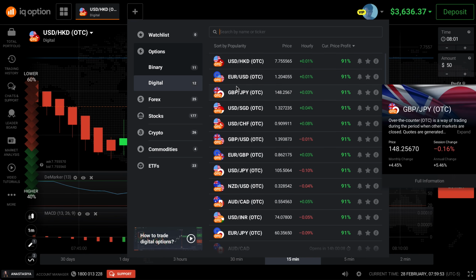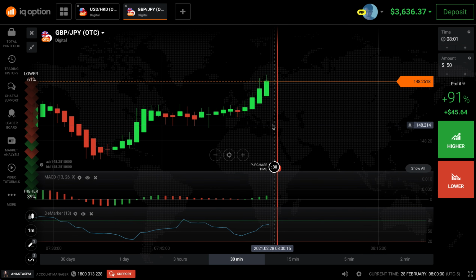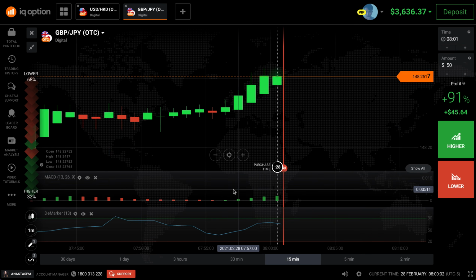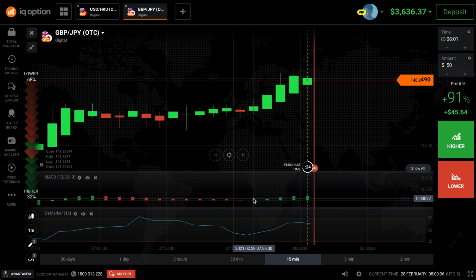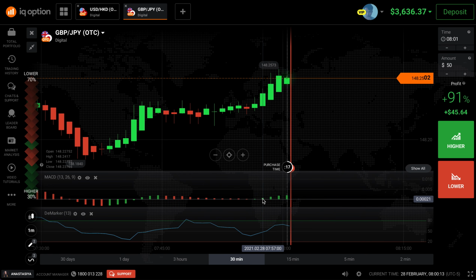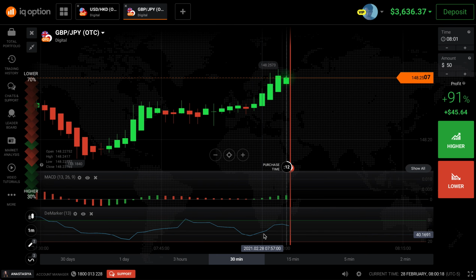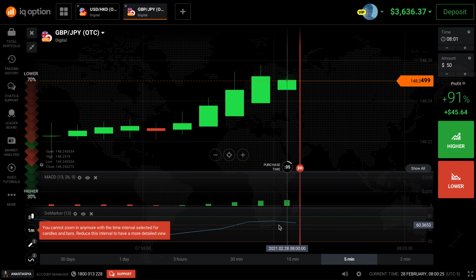Okay, let's go to Great British Japan. This is a complete. Okay, we can see that the MACD is crossing on the top already. MACD on the top of the 0, it's a positive, so it's a sign of an uptrend. And then look into DeMarker, the line is pointing up, so we don't see a sign of down right here.